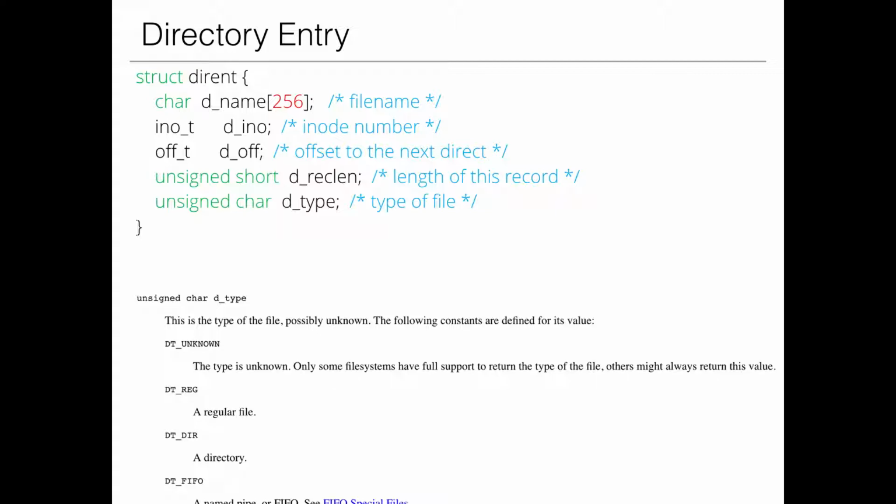Has anyone tried creating longer length files? So you just try it at your own time whether you can create larger than 256 or not. I don't know whether this still holds true for modern implementations or not. There is another important field which is d_type, which is basically telling whether it's a regular file, a directory, or some other type.